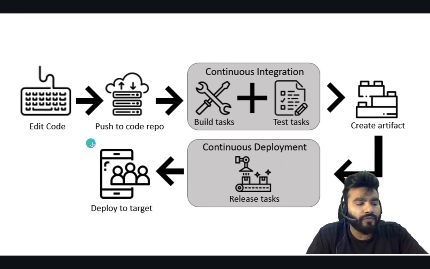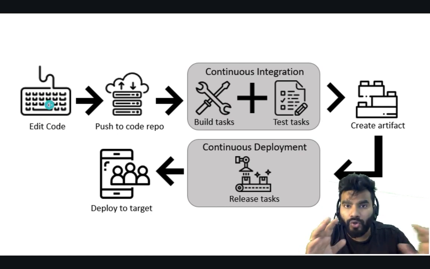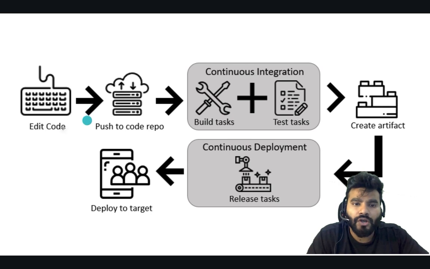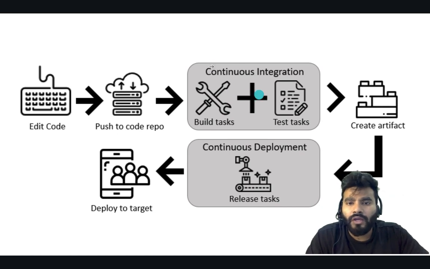Alright, so in terms of the architecture, this is how it looks. You edit your code on your local system. Again, could be any application, could be any infrastructure for any cloud. You push your code into Azure DevOps, or for that matter, any CI/CD tool. Continuous integration builds the tasks which you have mentioned in your pipeline, tests the task, and creates the artifact.